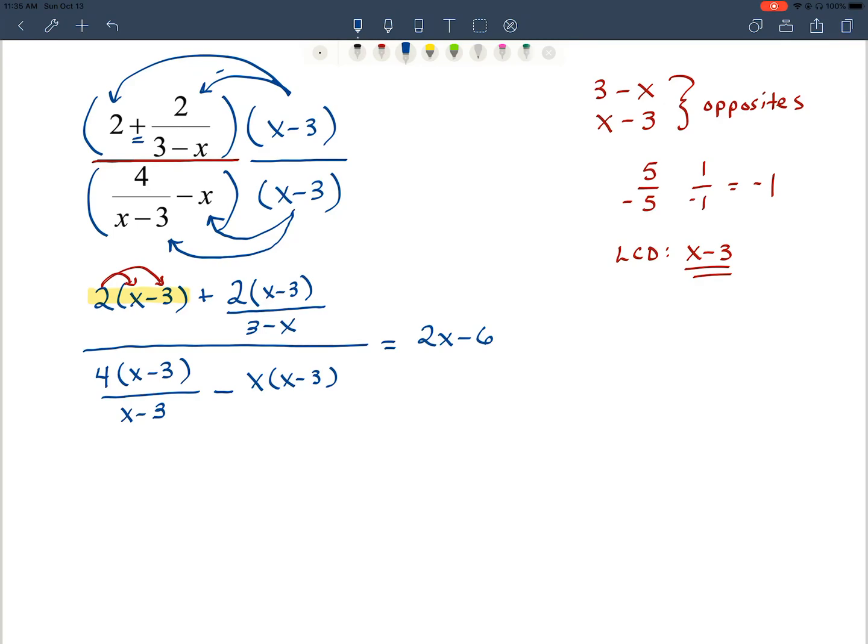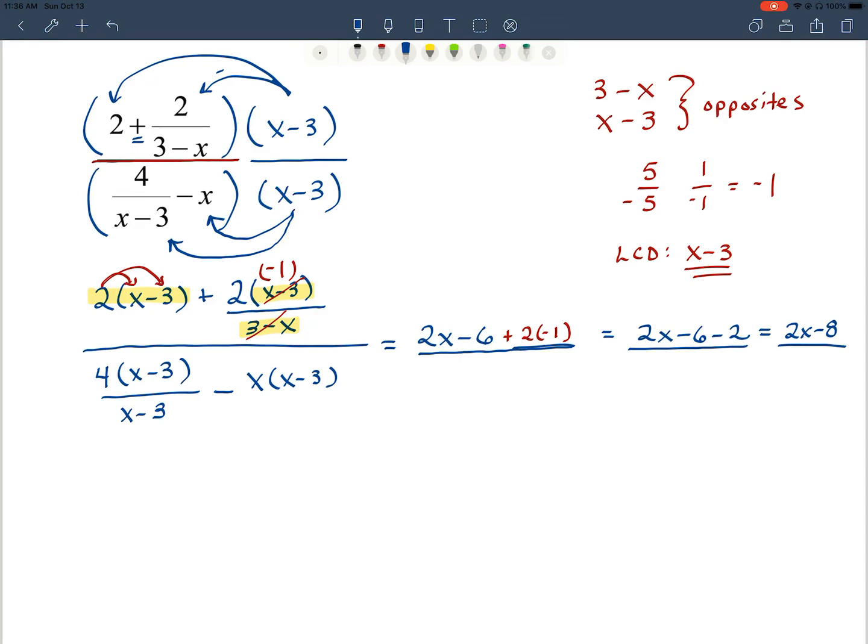And now right here, what we've got going on, x minus 3 and 3 minus x, if we cancel those out, remember they're opposites, that's going to leave us with a negative 1. So what we really have here is plus a 2 times negative 1. That's the same thing as just saying here 2x minus 6 minus 2, which in the end is going to give us 2x minus 8. Remember, these are all in the numerator still.